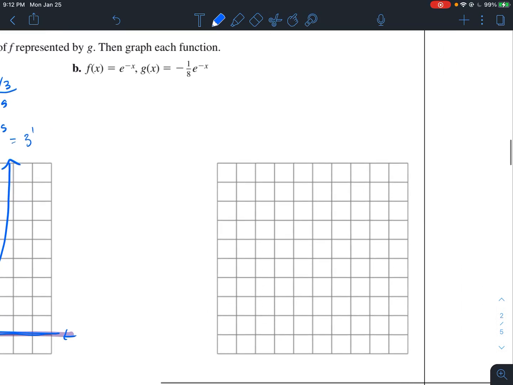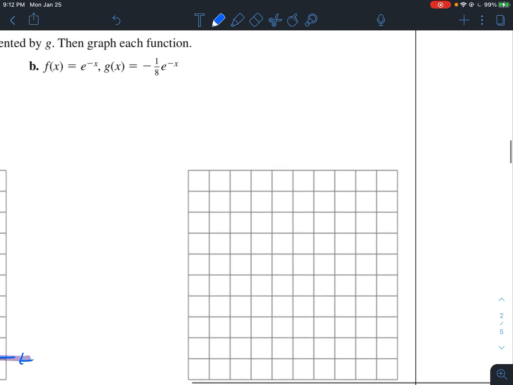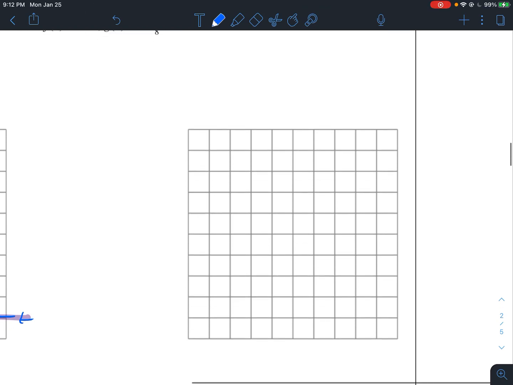Now for b, this is an exponential function, but it's a natural base function because the base here is e. So the function here is e to the negative x. Because it's negative x, this natural base function is actually decay. So it's going like that. So it's a decay function.